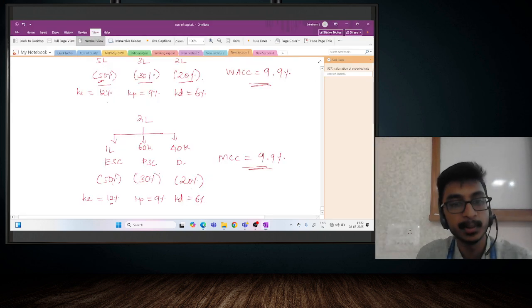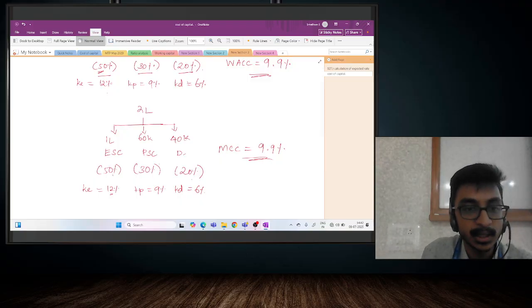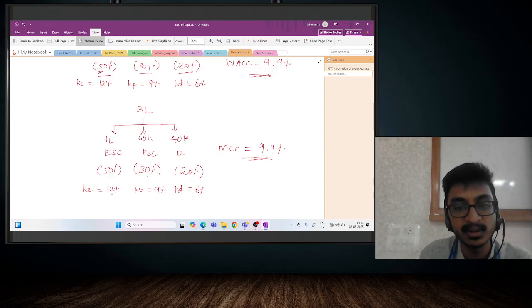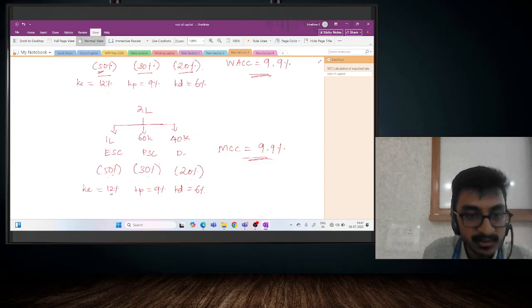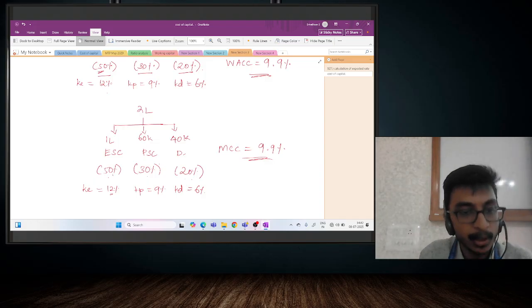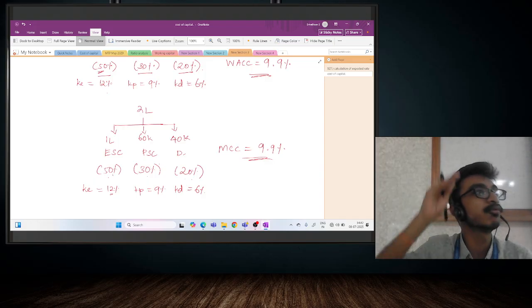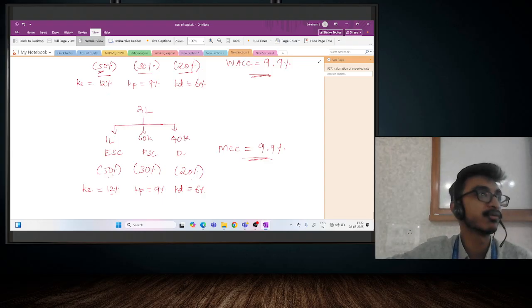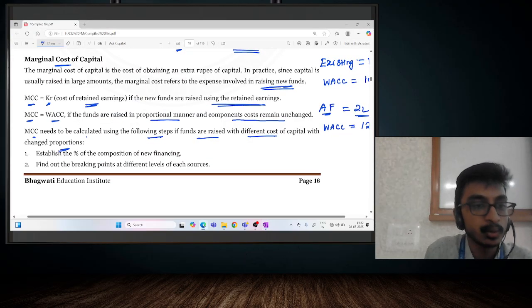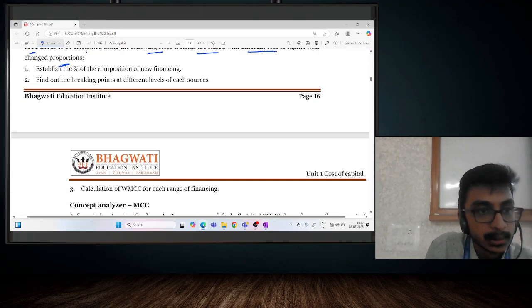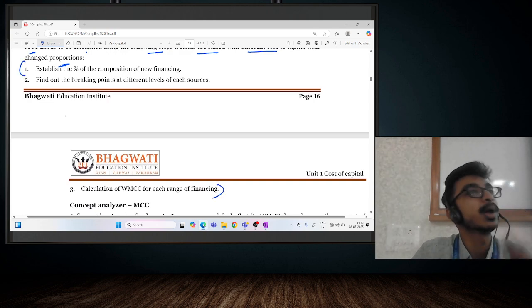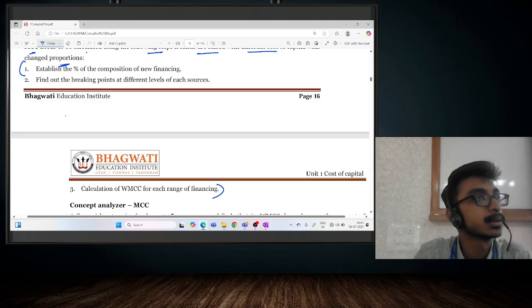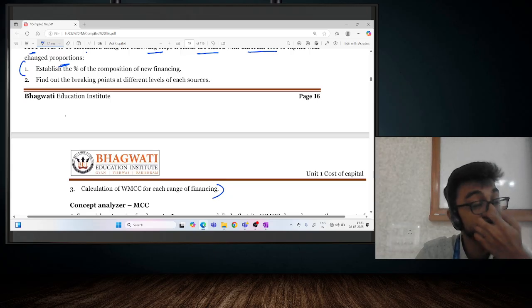But sometimes what will happen, these new funds will be raised at different proportions. It is not necessary that 50% equity, 30% preference and 20% debt needs to be maintained. Sometimes weights may change, and beyond a certain point this cost will also change. So when weight is also changing, or when cost is also changing, we have to calculate marginal cost of capital using the three steps. Did you all understand when do we need to calculate marginal cost of capital? We have to calculate marginal cost of capital when the funds are raised with different proportions with different individual cost components.